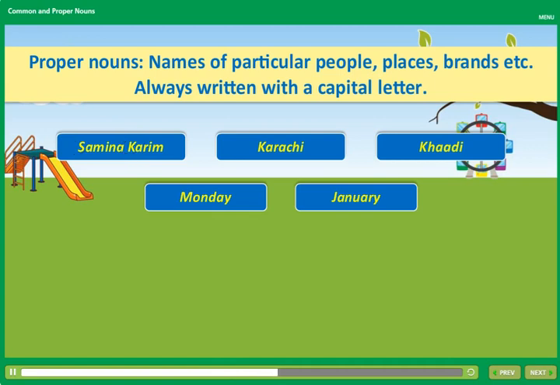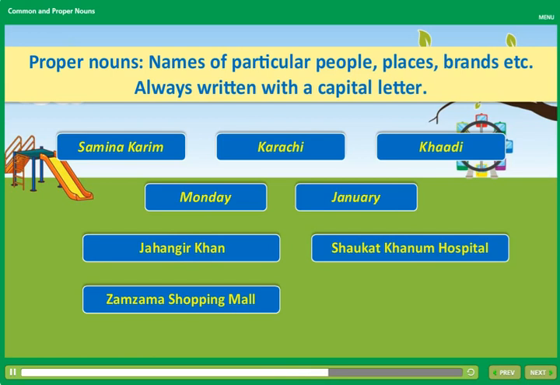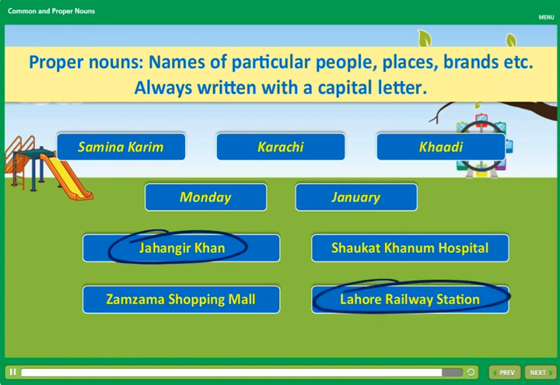Proper nouns may have more than one word. Jahangir Khan, Shaukat Khanam Hospital, Zamzama Shopping Mall, Lahore Railway Station. In this case, all the words must start with a capital letter. Remember, Jahangir Khan is one proper noun. Similarly, Lahore Railway Station are three words but a single proper noun.